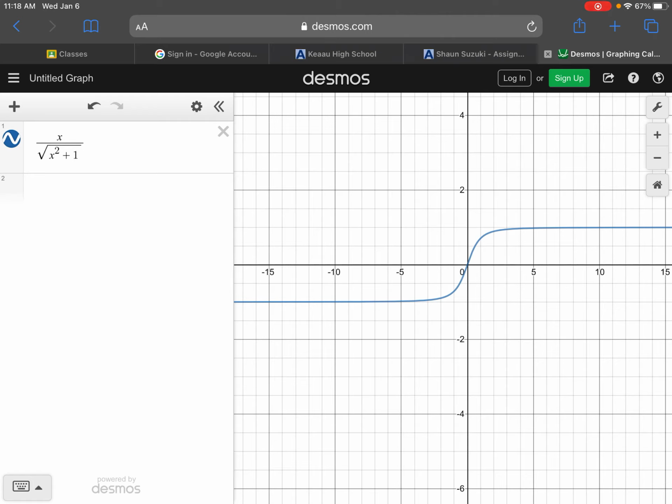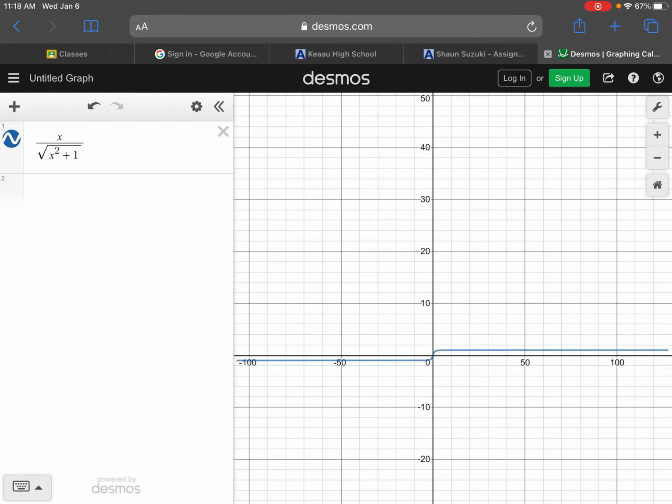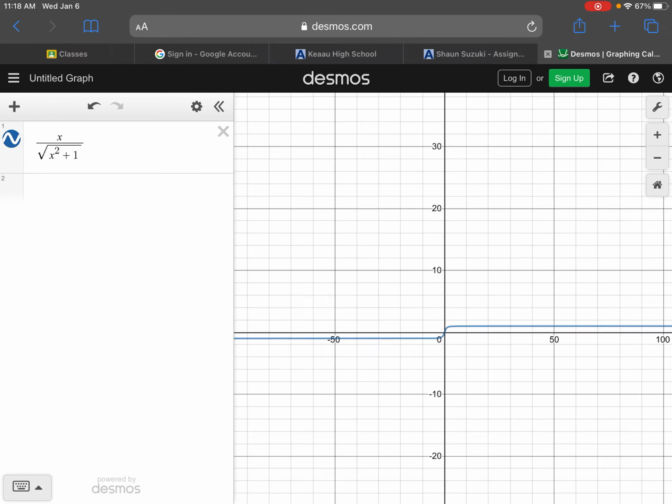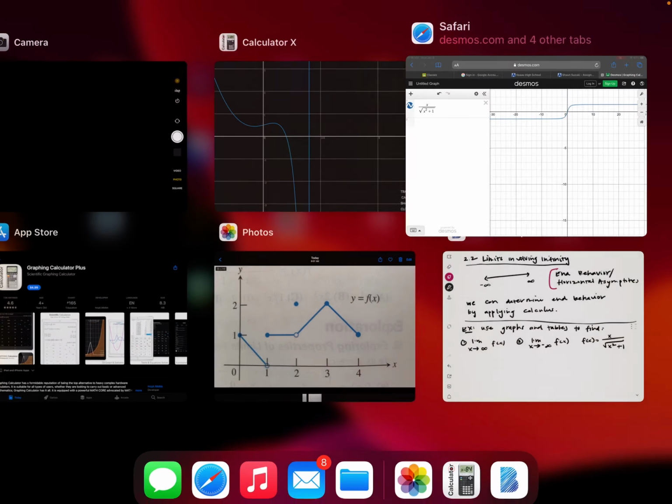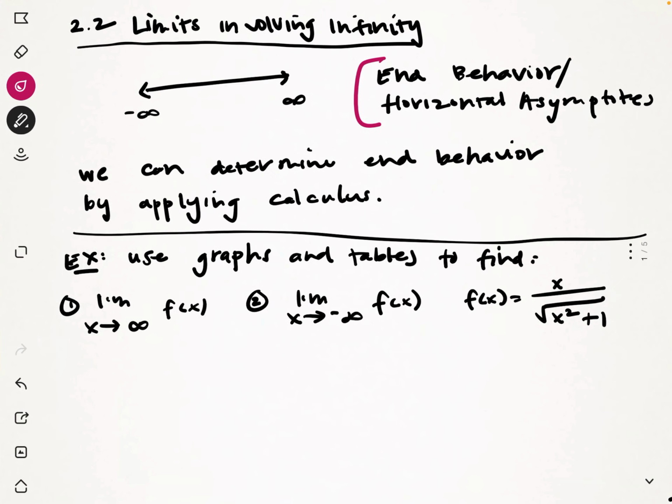If we look at our graph, it looks like as we go further and further to the left, it approaches negative 1, and if we follow this graph further to the right, it approaches 1. As it goes to the left, it approaches negative 1, and as it goes to the right, it approaches positive 1. So the answer to this one, by using our graph, is very simple. As we go in the positive direction, as we head towards infinity, as we go to the right side, it looks like it approaches 1. If we follow this towards the negative side, it approaches negative 1.